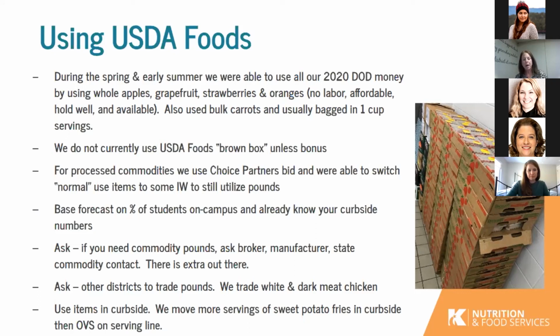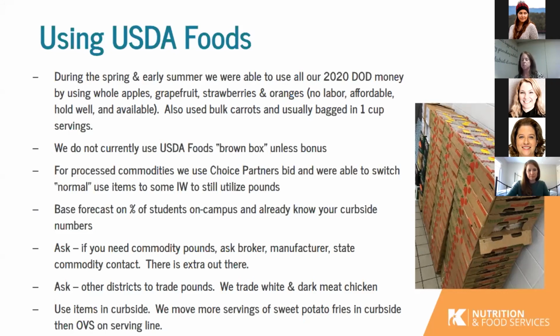Another way to use commodity USDA foods or commodity pounds, just like was mentioned earlier, is to ask. Ask the broker, ask the manufacturer, ask the state commodity contact. There is extra product out there, and a lot of times you don't know, you just need to ask. Just like with money, there are bonus items or surplus items out there. The state just wants people to utilize the product. So a lot of times, ask.